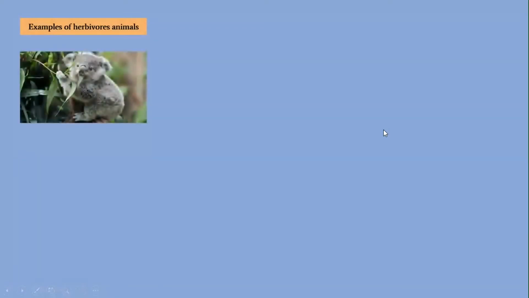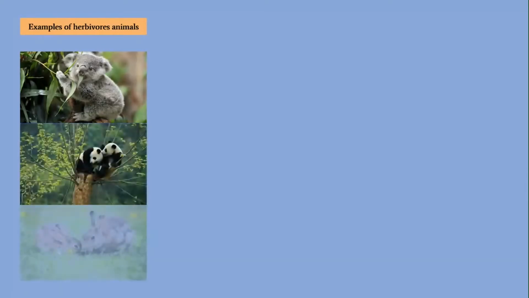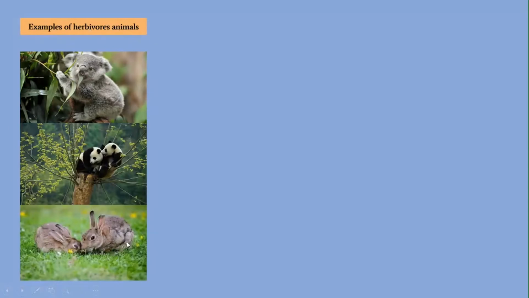So these are examples of herbivorous animals. We have koala, panda, and rabbits. These animals eat the producers, which means they eat plants.